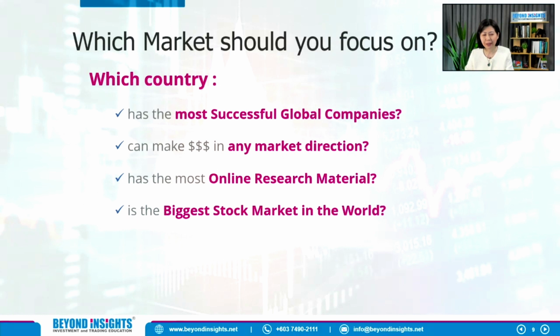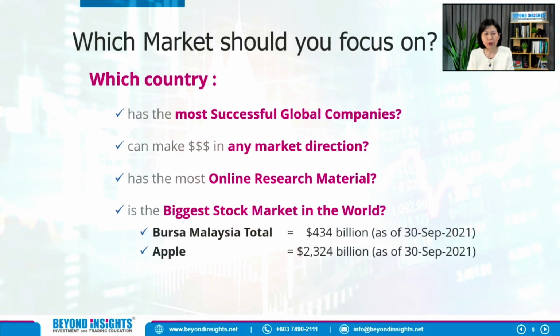So let me share with you some statistics here. A contrast between Bursa Malaysia, which is from my home country, and a US stock, which is Apple. The Bursa Malaysia itself, the total market cap, which is when you add up all the capital of the companies listed in the Malaysia stock market. Malaysia has 1,000 plus companies listed in Bursa Malaysia. It's 434 billion in terms of US dollars. But just one stock from the US market, Apple itself, is already 2.3 trillion in total market cap. And in the United States, there are 6,000 plus companies being listed there. So that already shows how big the US market is.